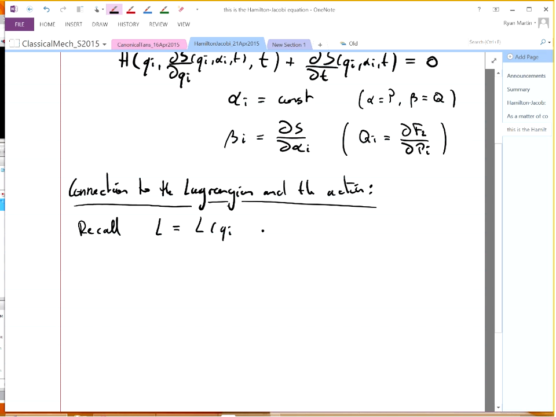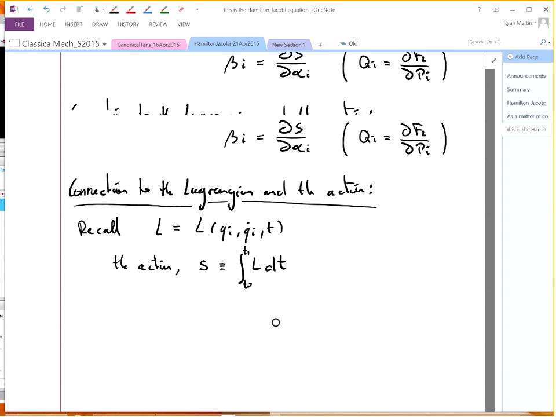Okay, so recall the Lagrangian L is a function of qi, qi dot, and t, and then the action S is defined to be the time integral of the Lagrangian. And it has to be a definite integral, say from t0 to t1. And then all of classical mechanics is obtained by requiring that this is an extremum.